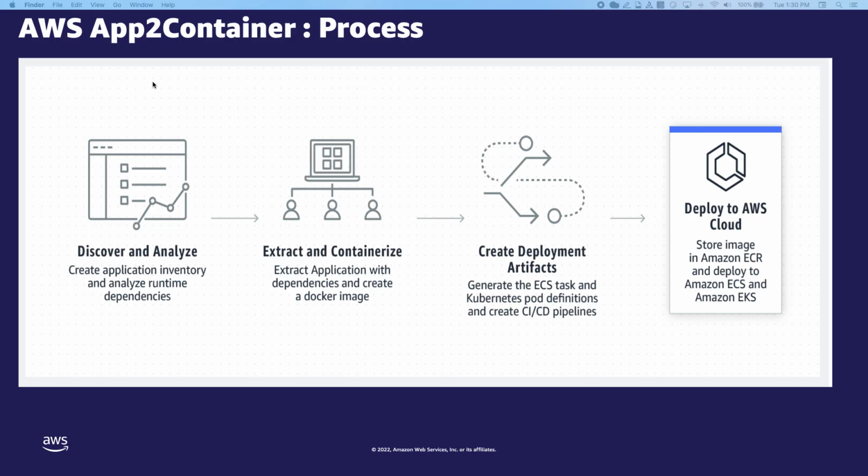We went through the 4-step process of App2Container. Step number 1 is where we discovered the applications that are running on the application server. We analyzed the application. The next step was to extract and containerize the application on the worker machine. The next step was to generate and create the deployment artifacts. And here, App2Container offers multiple options. For this demo, we selected ECS as an option. And the last step was to deploy the resources onto AWS Cloud.